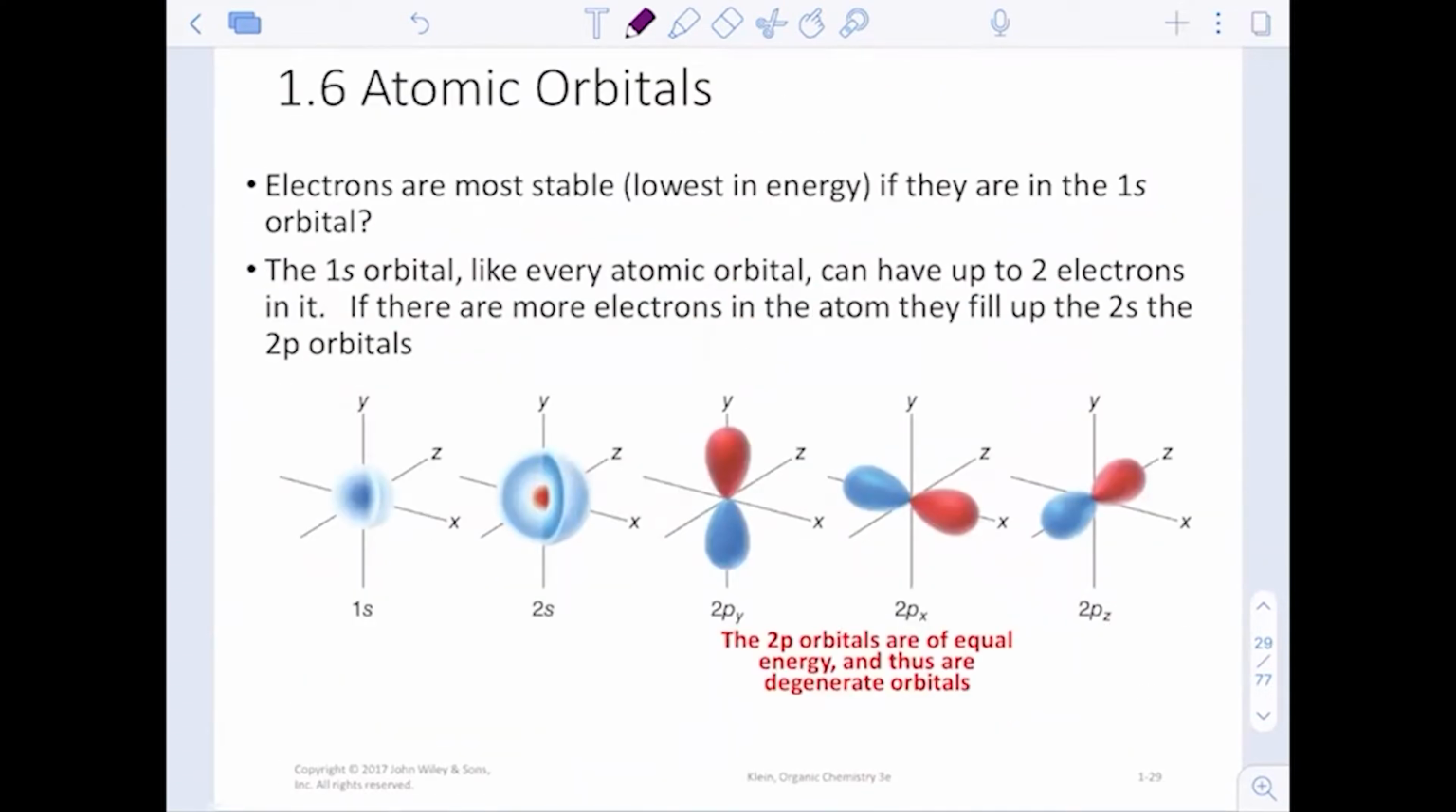Now, electrons are most stable in lowest energy orbitals. So we start with the 1s, and then we go to the 2s, and with n equals 2, we get the 2px, the 2py, and the 2pz. We get degenerate orbitals. We can think about our electron configurations. We'll see the orbital diagrams in just a minute. I just want us to focus on the difference between 1s and 2s. Notice the 1s is smaller. As n increases, the size of the orbital increases.